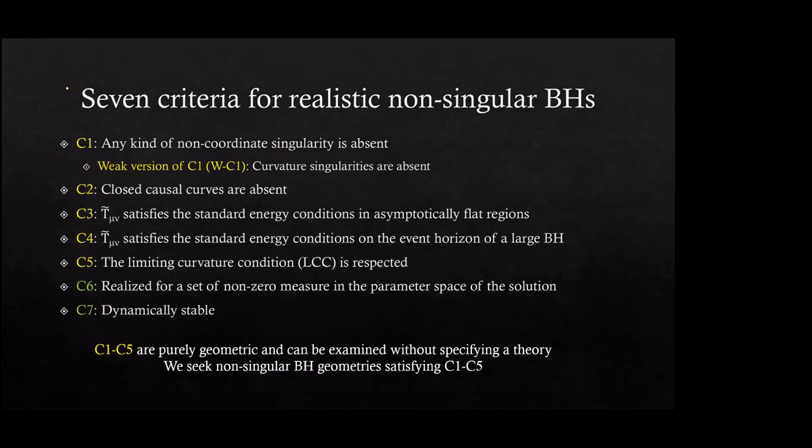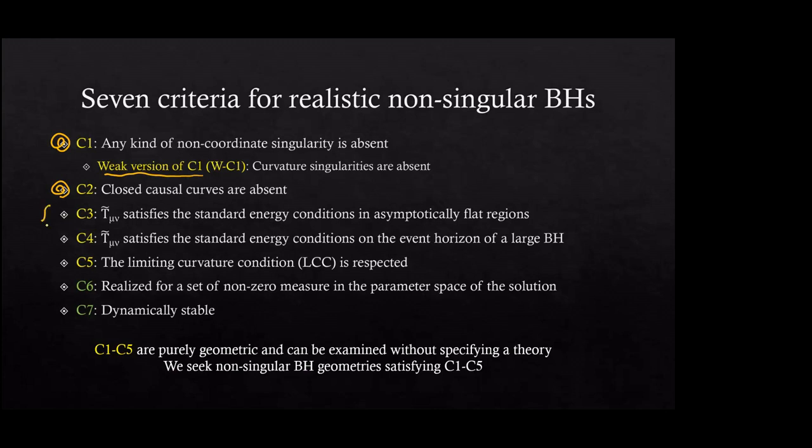And here I propose 7 criteria for realistic non-singular black holes. The first criterion, C1, claims that there are no non-coordinate singularities. So no singularities are allowed. But I also consider the weak version of C1, claiming that only curvature singularities are absent. So a conical singularity is fine. And C2 claims that closed causal curves are absent, to solve the causality problem.